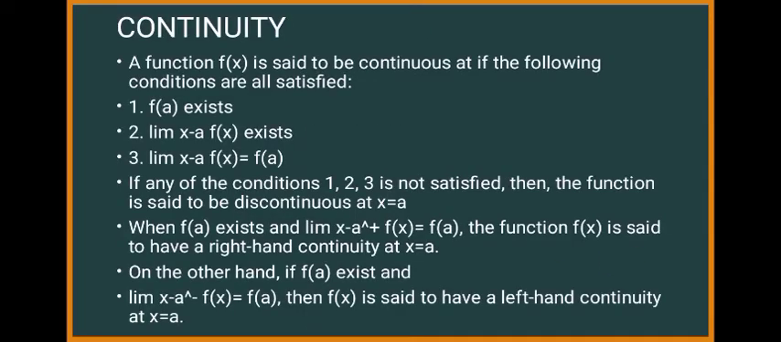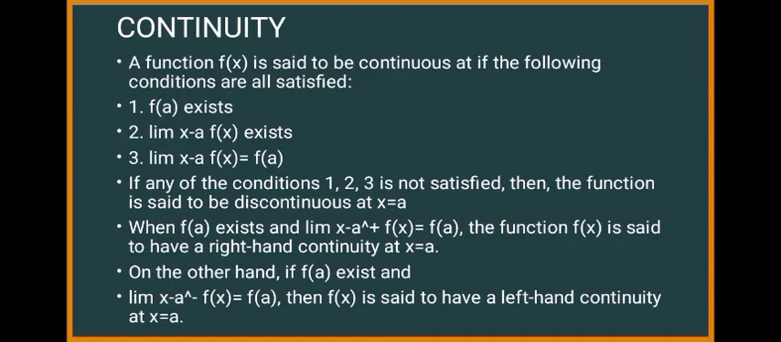Continuity. A function f of x is said to be continuous if the following conditions are all satisfied. One, f of a exists. Two, the limit of f of x exists as x approaches a. Three, the limit of f of x as x approaches a equals f of a. If any of the conditions 1, 2, 3 is not satisfied, then the function is said to be discontinuous at x equals a.